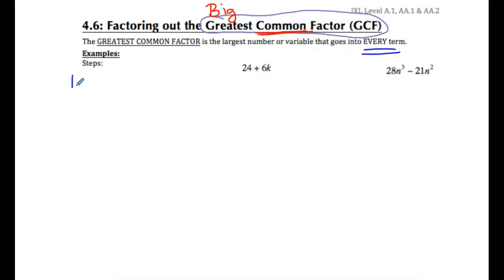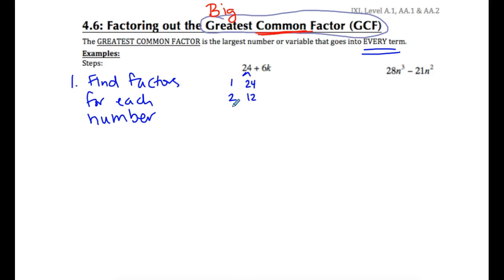So step one, we're going to find the factors for each number. And we're talking about the coefficient numbers. So for example, this one, the factors of 24 are 1 and 24, 2 and 12, 3 and 8, or 4 and 6. When I look at the next number, 6, I get 1 and 6, or 2 and 3.